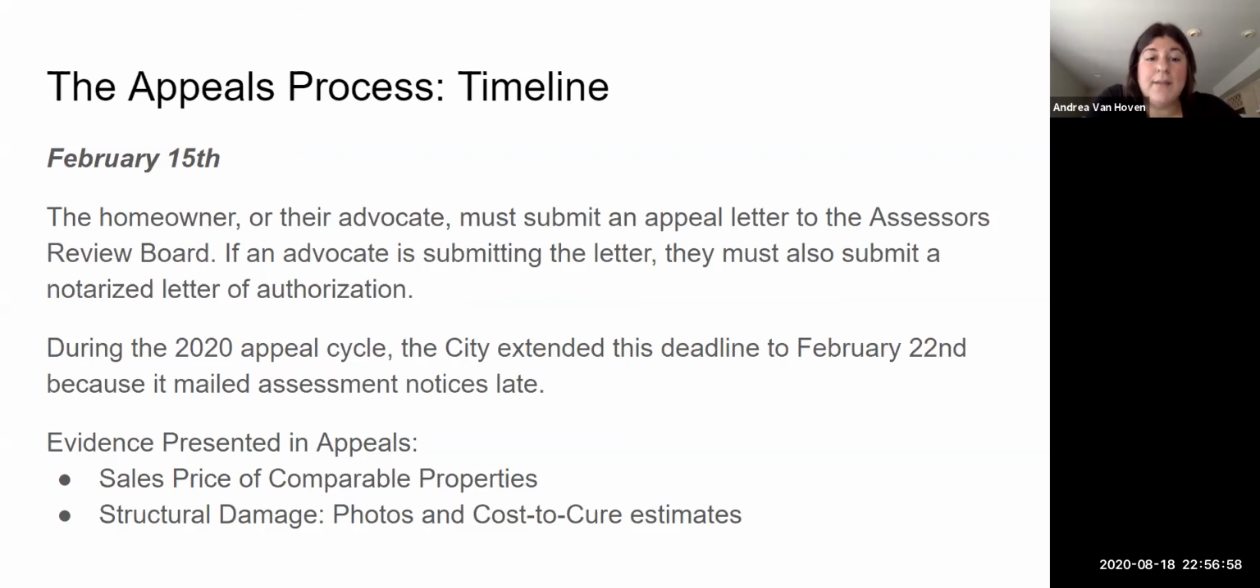And I think Marie was going to talk a little bit about the comparable properties and the structural damages that we had to write about with these appeals in order to try and petition for a lower assessment. Yeah, I'm seeing a question also in the chat that says, did they mail assessment notices late this year because of COVID or lack of personnel like we've read?